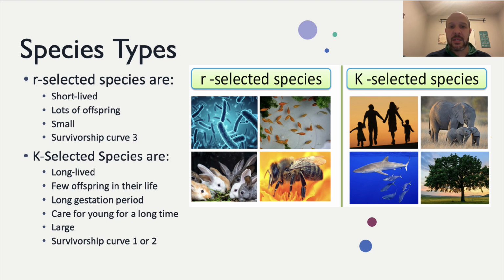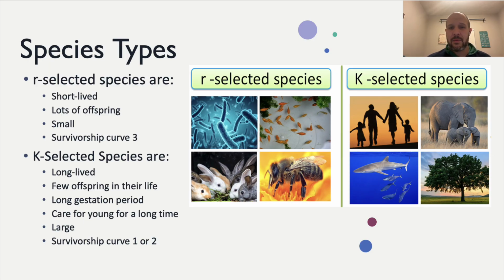R-selected species also don't provide care for their young. They generally will lay their eggs or have babies and then just leave. So, sea turtles will do that. A lot of bugs will just lay their eggs and then leave. Fish will do that. And so that's another characteristic of R-selected species as well.